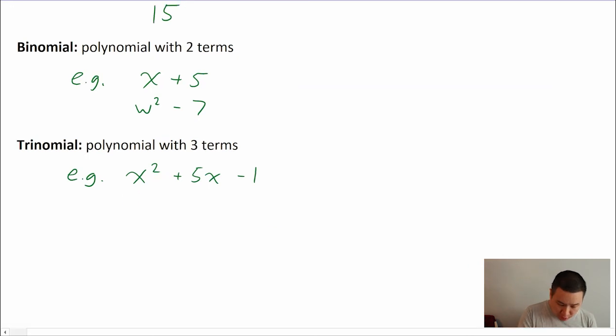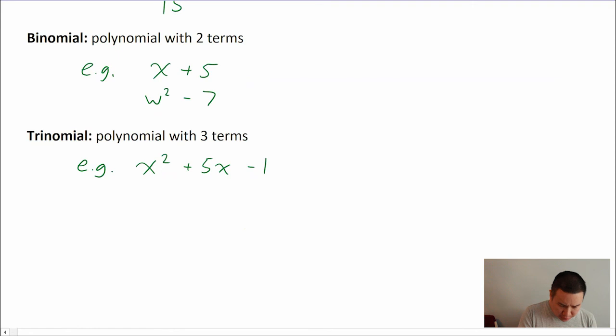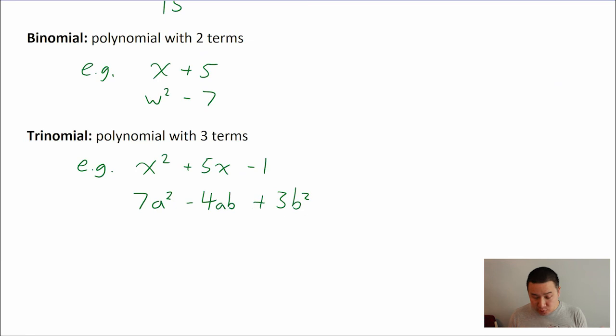Let's take a look at another one, with a nice little mixture of variables. Let's say 7a squared minus 4ab plus 3b squared. It looks complicated because of the different variables, but again, 3 terms stitched together by addition. This is a polynomial, but more specifically, it's a trinomial because of the 3 terms.